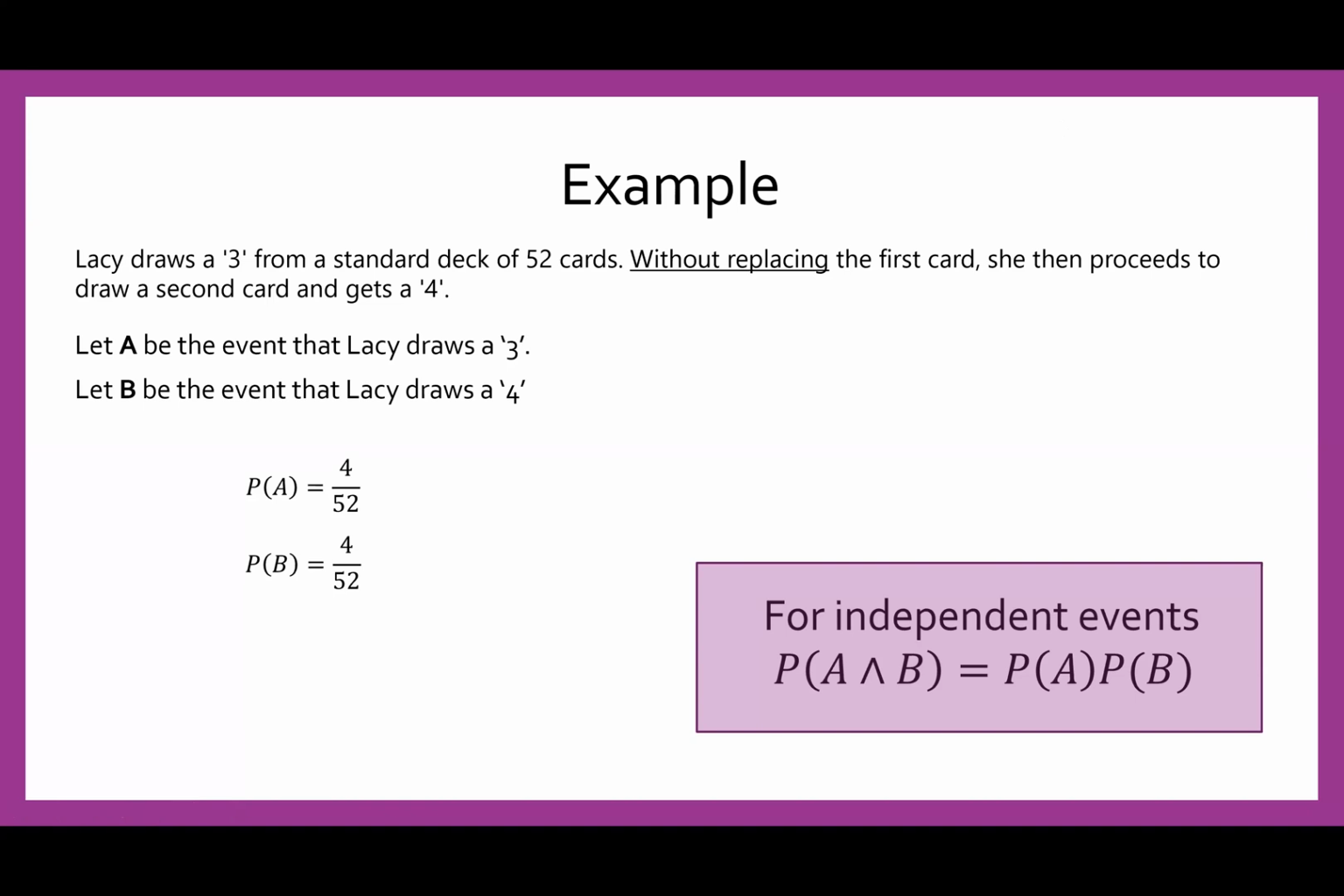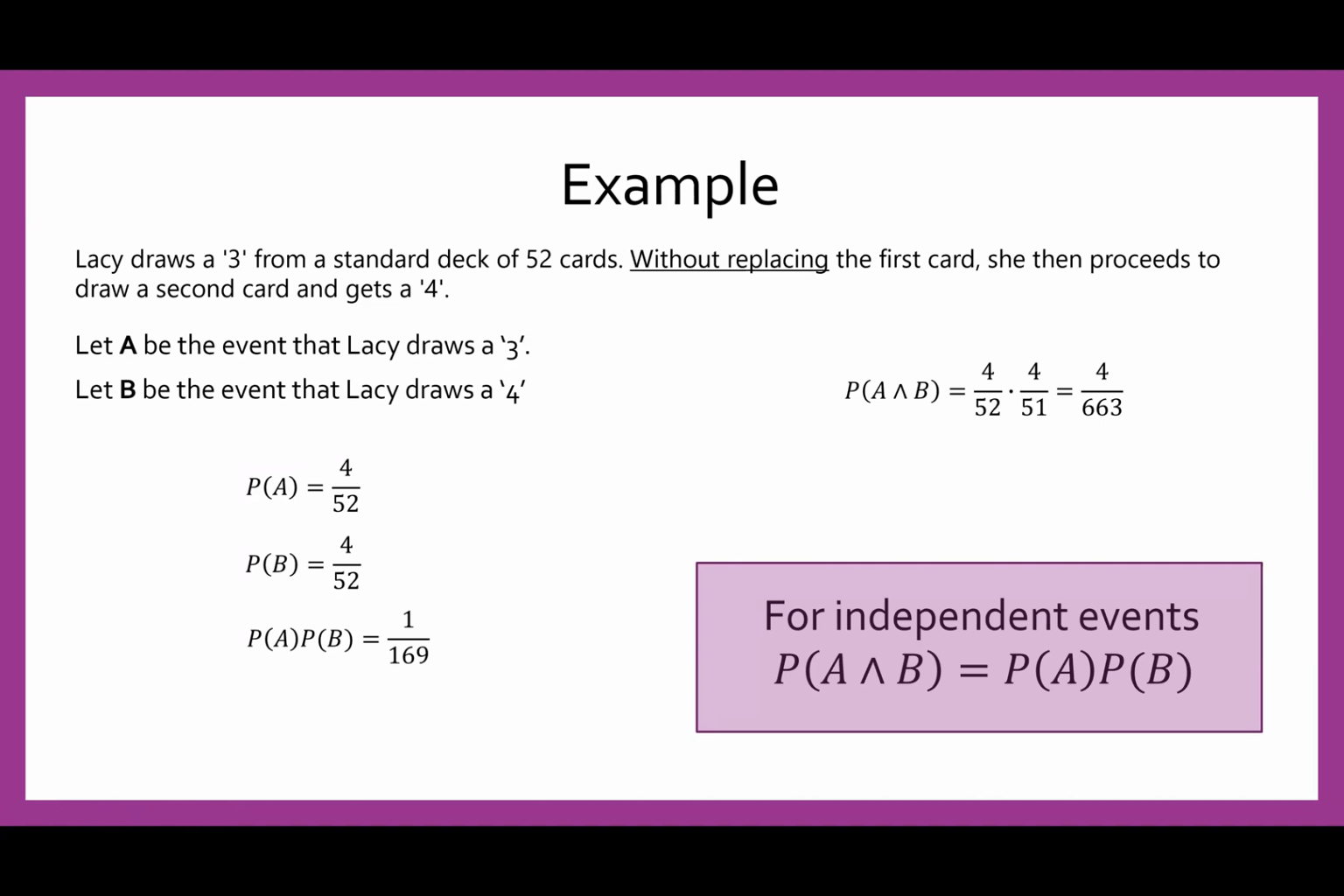So if these really are independent events, drawing a 3, then drawing a 4, the probability for doing both of those, a 3 then a 4, should just be the probability of A multiplied by the probability of B, which would be 1 over 169. But that's not really what's going on here. The probability of A and B is a bit different.